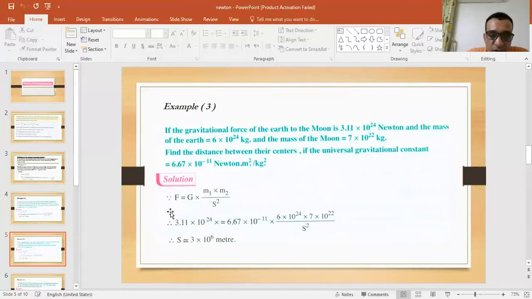Given that F equals 3.11 times 10 power 24 equals G equals 6.67 times 10 power negative 11 multiplied by 6 times 10 power 24 (M1) times M2, 7 multiplied by 10 power 22, over S squared. By simplification and by using a calculator, we get that S equals 3 multiplied by 10 power 6 meter.